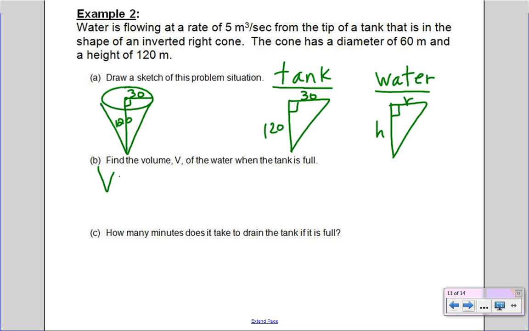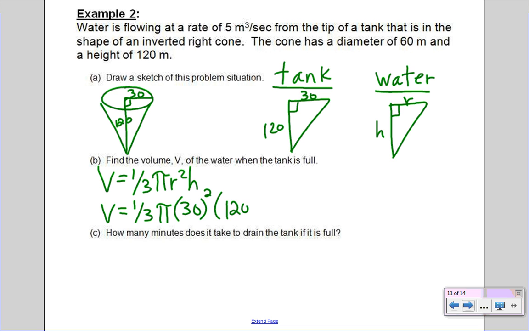So again, volume of a cone, right? 1/3 area of the base times the height, so 1/3 pi r squared times h. And let's go ahead and plug in. If the tank is full, then the radius is 30, and my height would be 120. Okay, so leave it exact, but work it out. Punch it in your calculator. The volume of that should be 36,000 pi meters cubed.